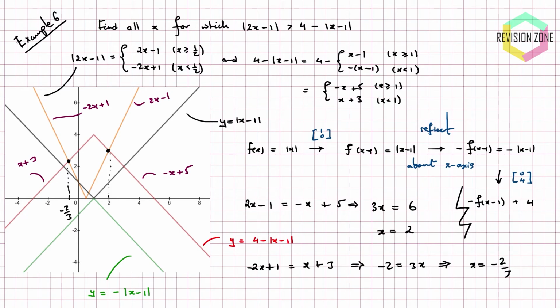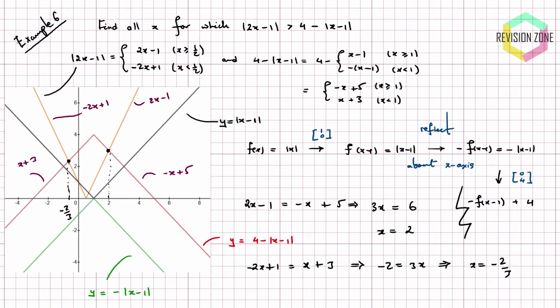So now that we have our solutions for the x values of those coordinates, let's think about our inequality. What we want is the modulus of 2x minus 1 to be bigger than this thing here. The modulus of 2x minus 1 is this orange graph, and we want the orange graph to be higher than that red graph, okay? And we see that for this entire region here, the orange graph is indeed higher, and also this entire region here, the orange graph is higher compared to the red, right?